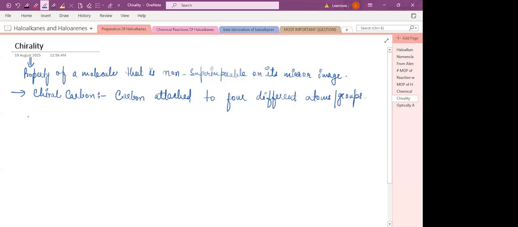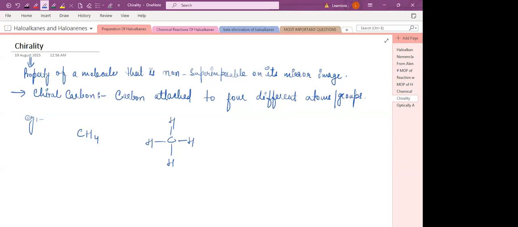Okay. Example, if I say CH4. So what is CH4? CH4 is just like this. So tell me, is it chiral or not? Is it chiral or achiral? Achiral means the carbon is not attached to four different types of atoms or groups. So this CH4 methane molecule is chiral or achiral?